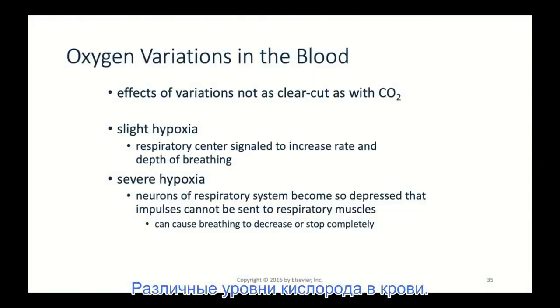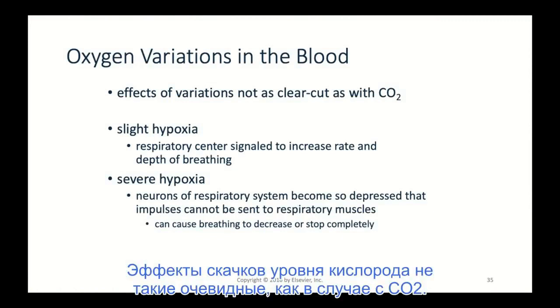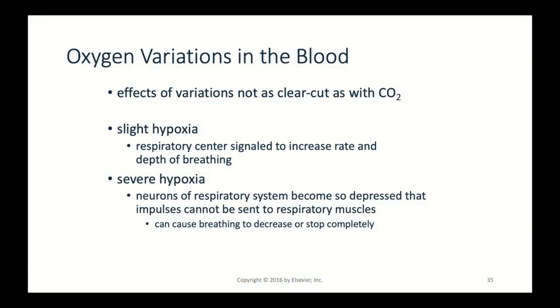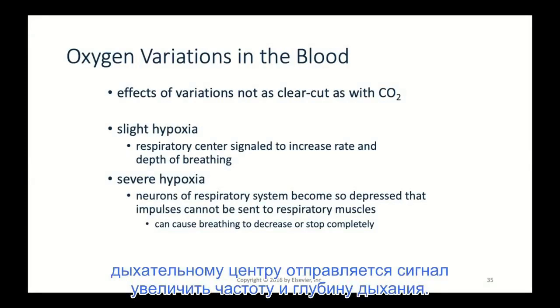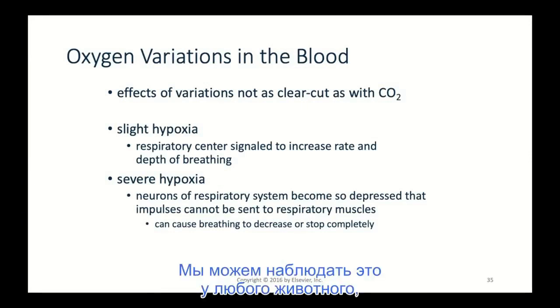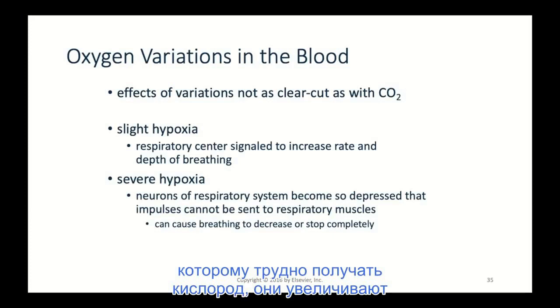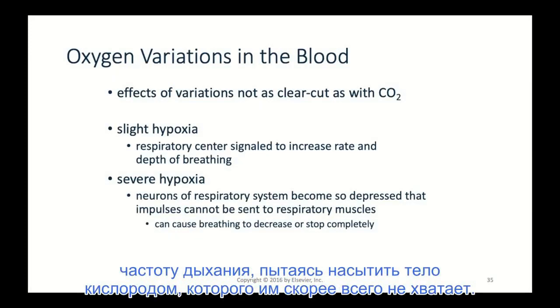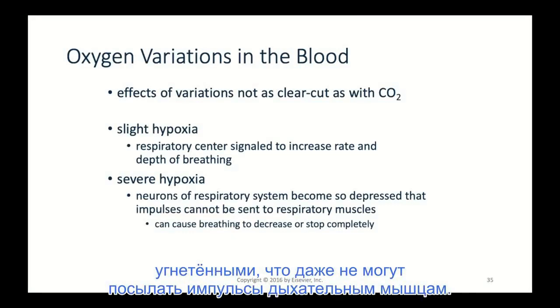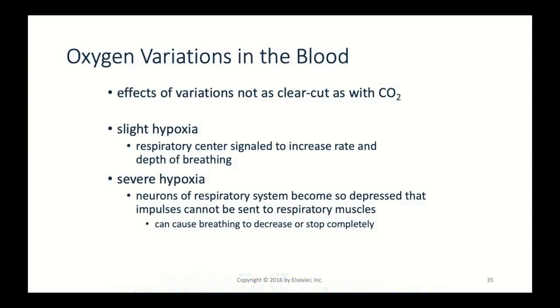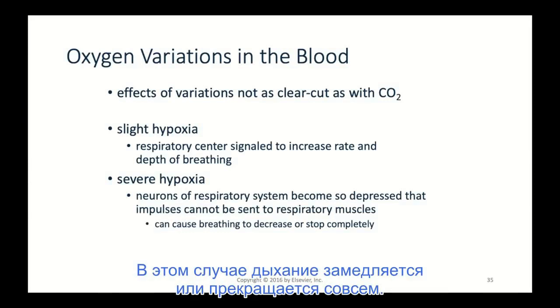Oxygen variations in the blood, the effects of variations, are not quite as clear as with CO2. Slight hypoxia, so a lack of oxygen to some degree, signals the respiratory center, of course, to increase the rate and the depth of breathing. And we see this in any animal who's having difficulty acquiring oxygen. We always see an increased respiratory rate, so they're trying to bring in more oxygen to a body that's possibly failing them. In severe hypoxia, the neurons of the respiratory system become so depressed that impulses can't even be sent to the respiratory muscles. So this can cause breathing to decrease or stop completely.